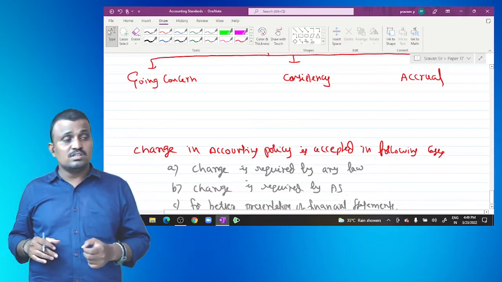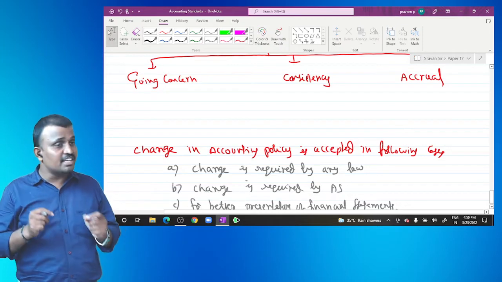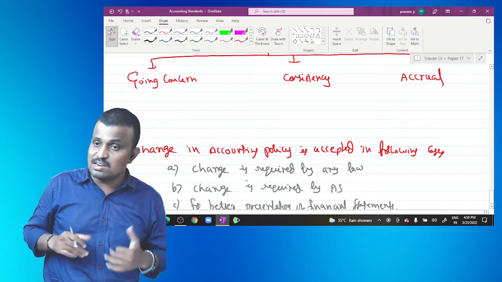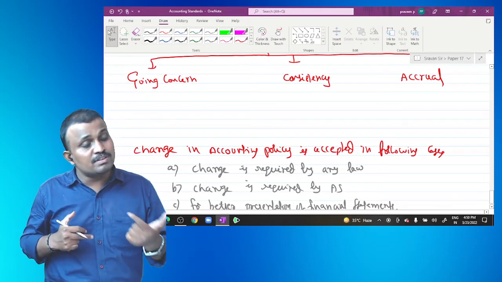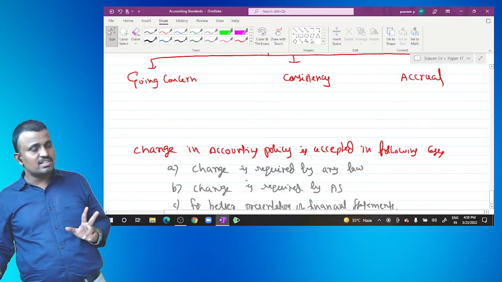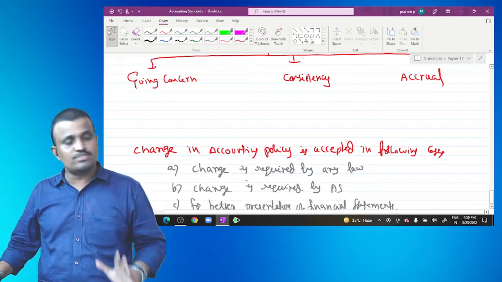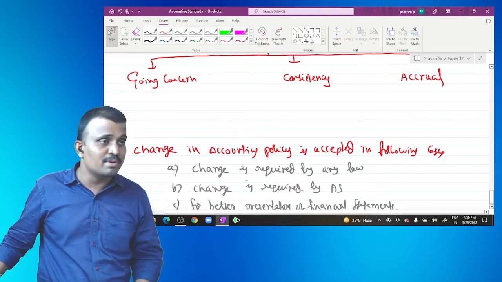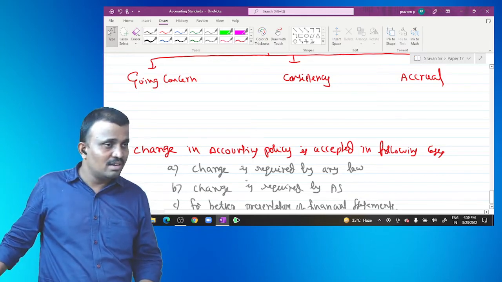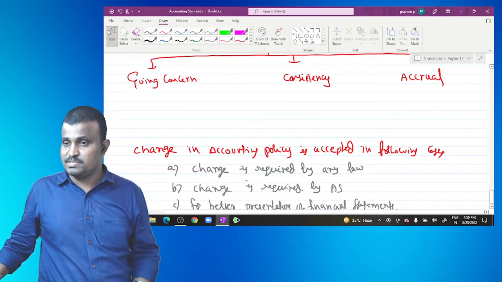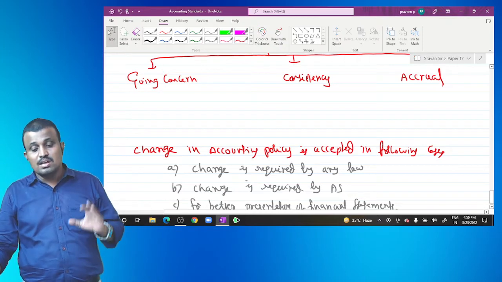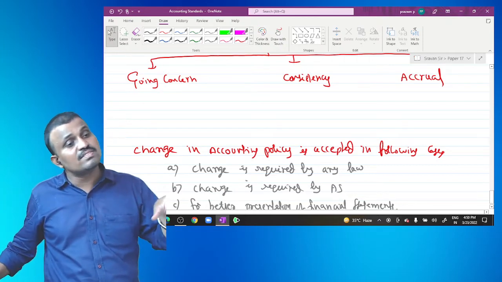Accrual means the transactions and events should be recorded as and when they are incurred, irrespective of the payment or receipt of cash. Generally there are two methods of accounting: the cash basis and the accrual basis. Another one is the hybrid basis, that is the third one. In the cash basis of accounting, they record only cash receipts and cash payments, and others are not recorded. But in the accrual basis of accounting, the transactions are recorded as and when they are incurred.